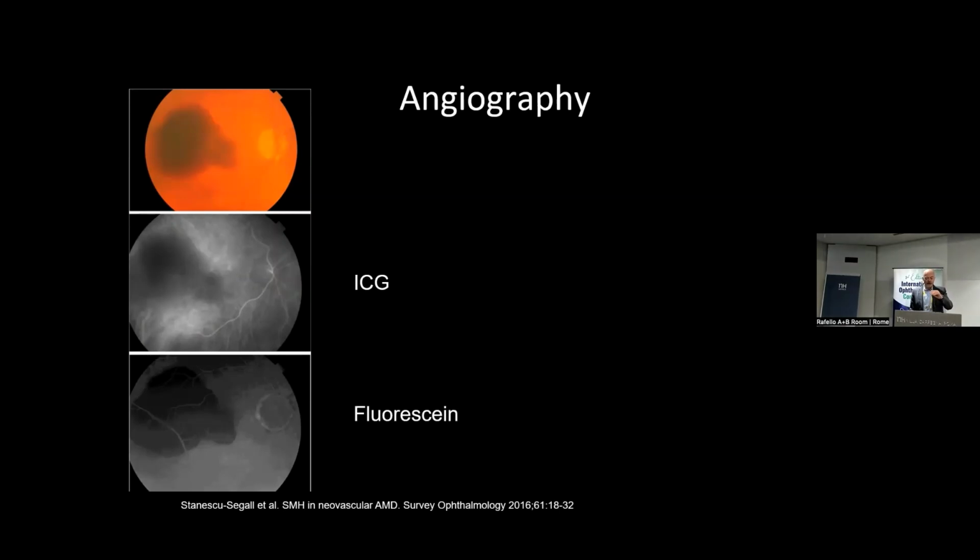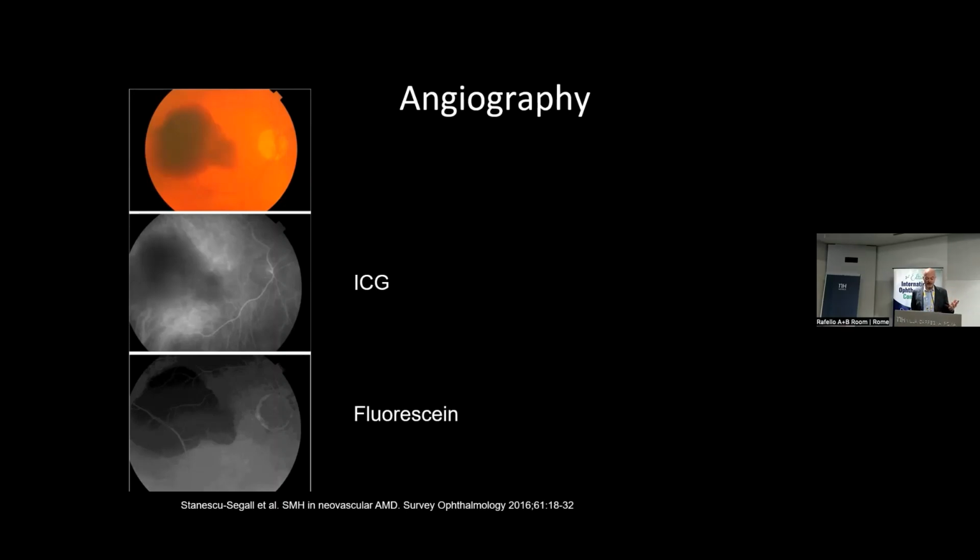So angiography is often not especially helpful. Doesn't mean you shouldn't do it, but what I would suggest is think about when you should do it, because the textbooks would say, well, ICG can look through, it's long wavelength light, it can see through the hemorrhage, but in reality, you still get masking from the hemorrhage, not as much as you get from the fluorescein angiogram.